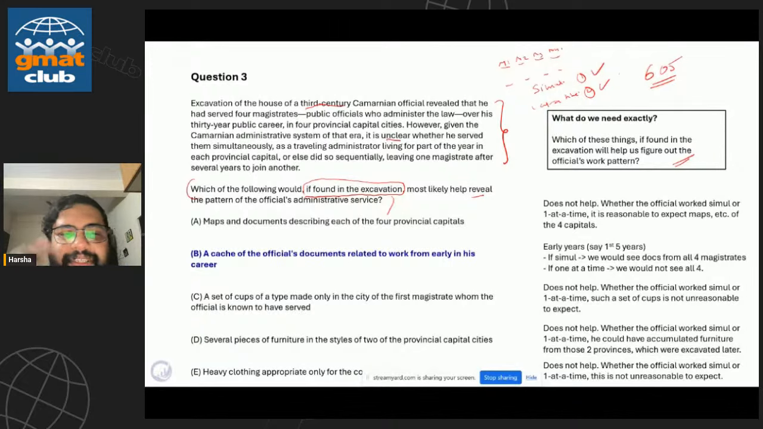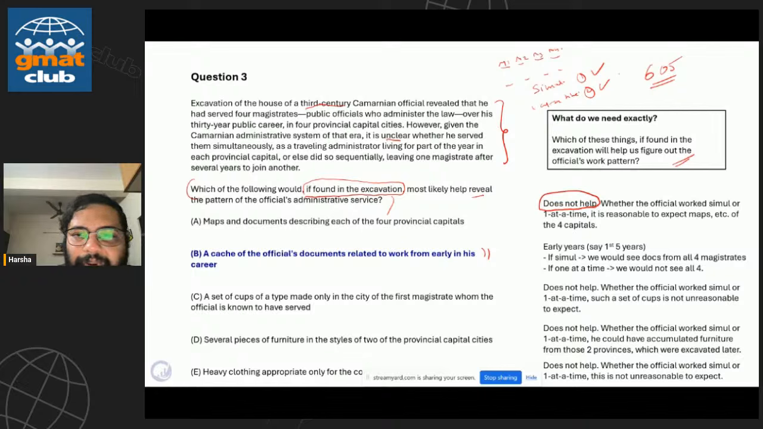So choice A, maps and documents describing each of the provincial capitals. I can see that you guys are clear with this. It does not help, right? Because whether the official works simultaneously or one at a time, it's very reasonable that he would have maps and documents of each of those places. So the map doesn't tell you when he worked or where. We just found maps in the excavation. That doesn't help.